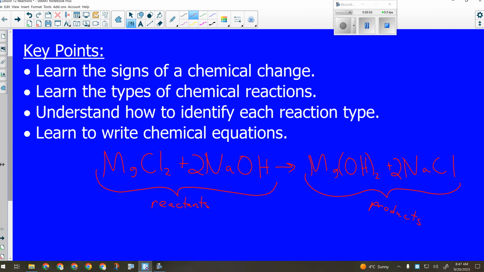On this side, on the reactant side, how many magnesium atoms do I have? How many do I have over here? One. All right, so I didn't create any magnesium and I didn't destroy any. It's balanced.